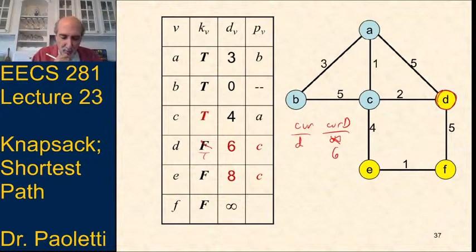Okay, so have I found a better way to get to E? Well, I've got a cost of 6 plus infinity from D to E. That doesn't help. That's not better. How about F? I've got 6 plus 5 is 11. That's better than infinity.